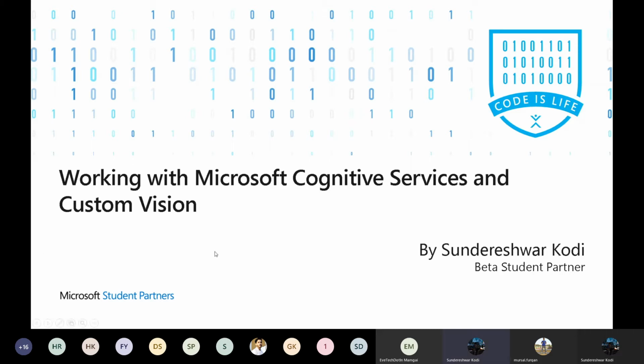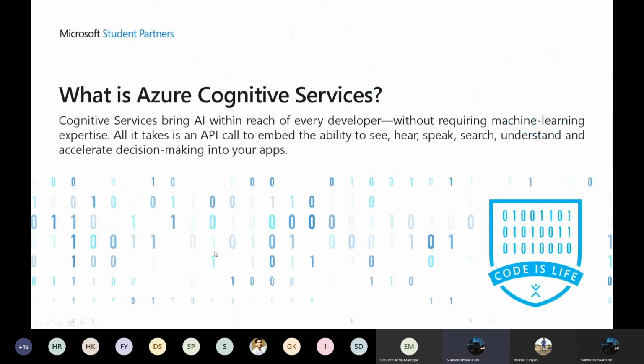Okay. So at first, let's see what is Azure Cognitive Services. Cognitive Services brings AI within every developer's reach. This is a kind of low-code approach which Microsoft is focusing on. You don't need coding knowledge to do all this. You can use these cognitive services to hear, speak, search, understand, and also for decision making in your apps.